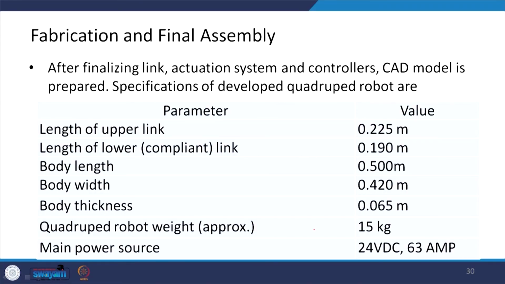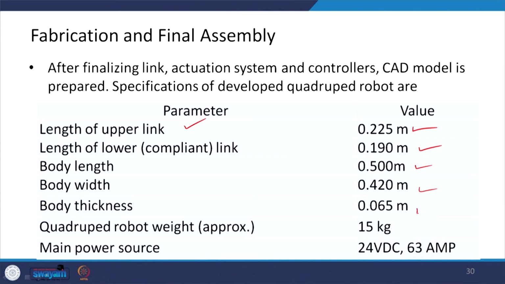Now, next is the fabrication and the final assembly. After finalizing the link, actuation system and controller, the CAD model is prepared, and the specifications of the developed quadruped robot are as follows. These are the length of the upper link, length of the lower link which is compliant, body length, body width, body thickness, and quadruped robot weight, approximately 15 kg. The main power source is 24 volt DC, and the power supply can give a current of 63 ampere.